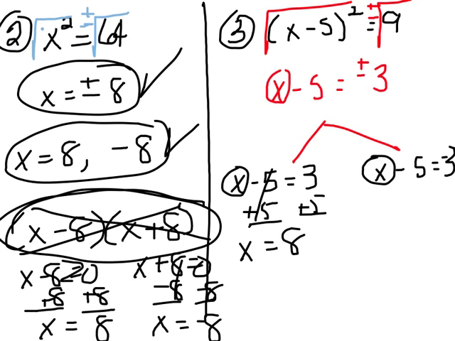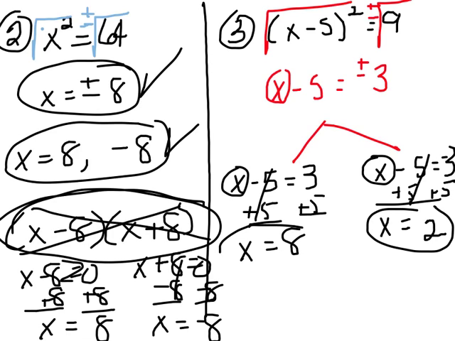A lot of you had plus or minus 8 because you moved the 5 over and then you just put a plus or minus on it. But do you see that I have to move the 5 over to the other side? And when I've written it the second way, it ends up negative 3 plus 5. That's not going to be negative 8, is it? It's going to be 2, right? So my answers were 2 and 8.